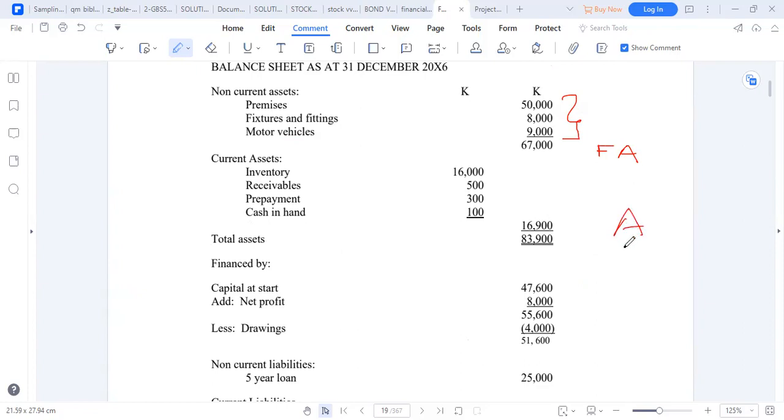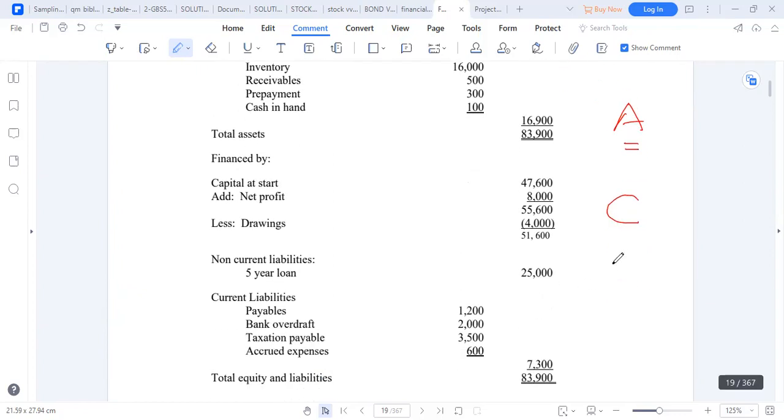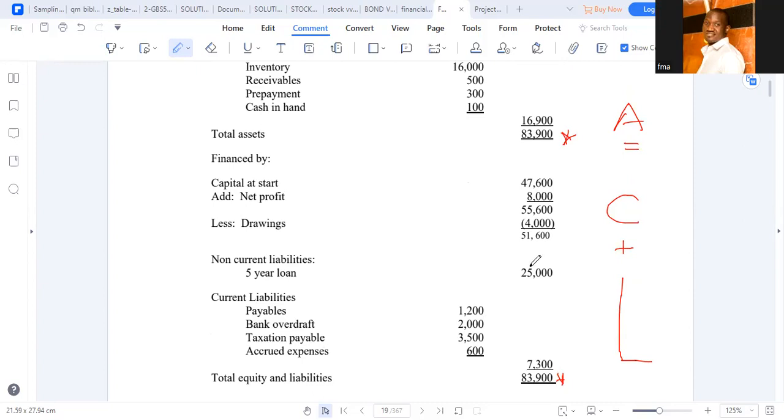So we have assets to be equal to financed by capital. We add the net profit, we less the drawings. So here, this is the capital that we have, which is 51,000. Plus the liabilities, where we have the long-term liability, the 5-year loan. The current liabilities, we have payables, bank overdraft, taxation, and accrued expenses. So this figure here must balance up with this figure here. That is why we call it a balance sheet. Are we together?